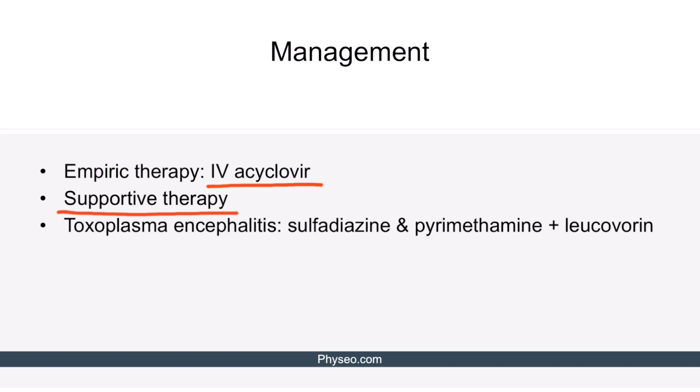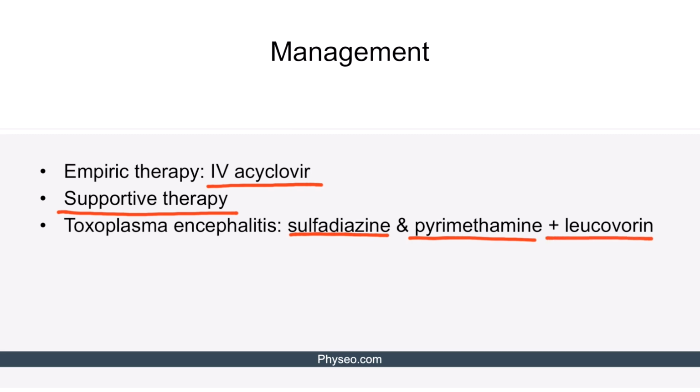Now, supportive therapies such as analgesics and anticonvulsants are usually required in other cases of viral encephalitis. Now, in the case of toxoplasma encephalitis, you'll notice that's not a virus. So it's not always a virus. So in this case, would acyclovir be helpful? No. So you're going to want to give sulfadiazine and pyrimethamine, and you can also add leucovorin.